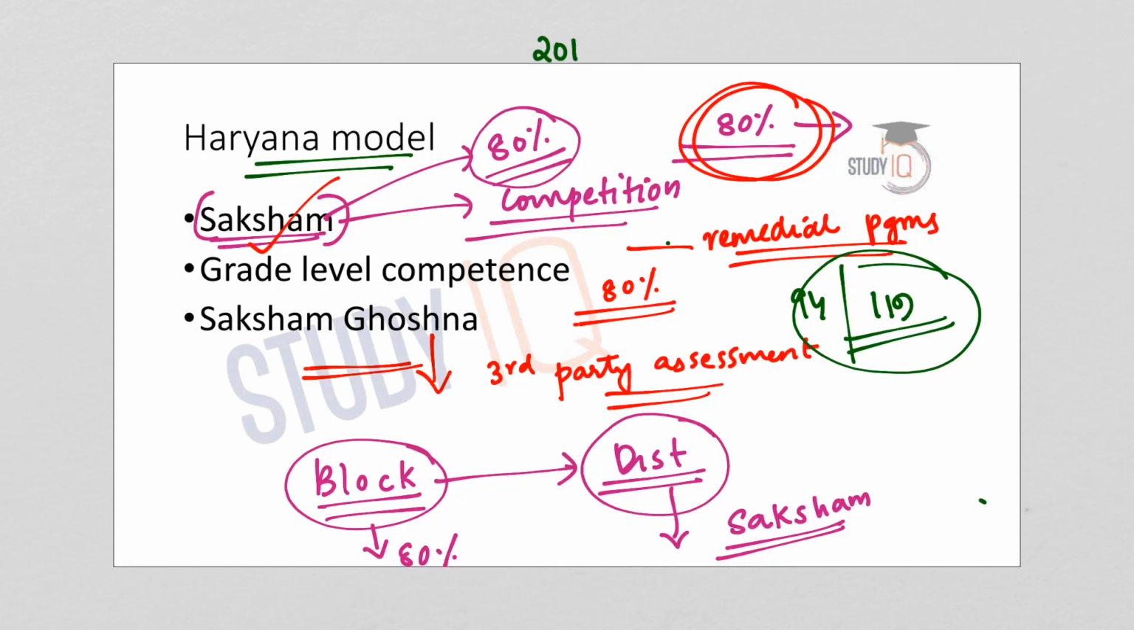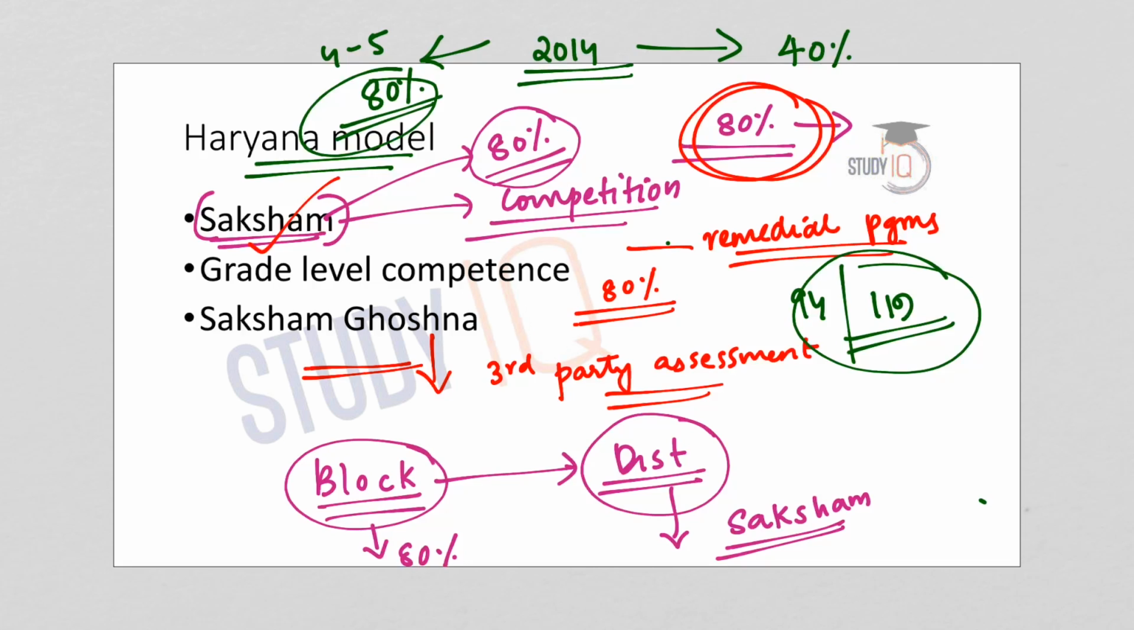So in 2014, before this program was introduced in Haryana, the grade competence was only 40%. Now within a period of 4 to 5 years, the state is able to achieve an 80% grade competence. So considering the success story of the state government of Haryana, various other states are also planning to introduce such type of competitive practices among the stakeholders in order to improve the standard of education.